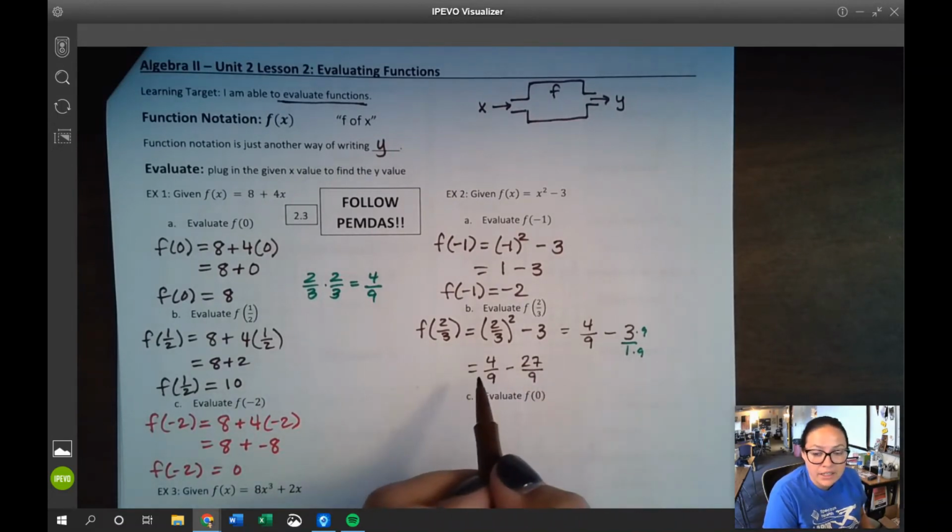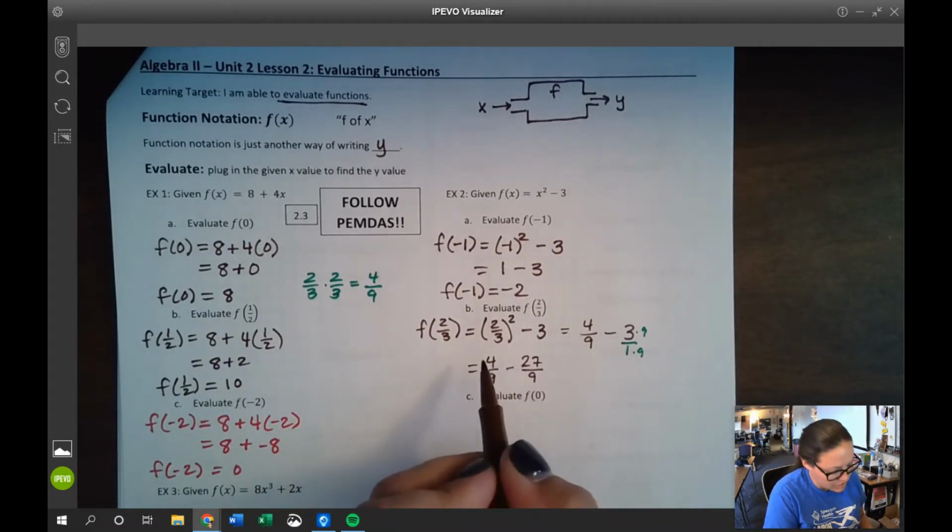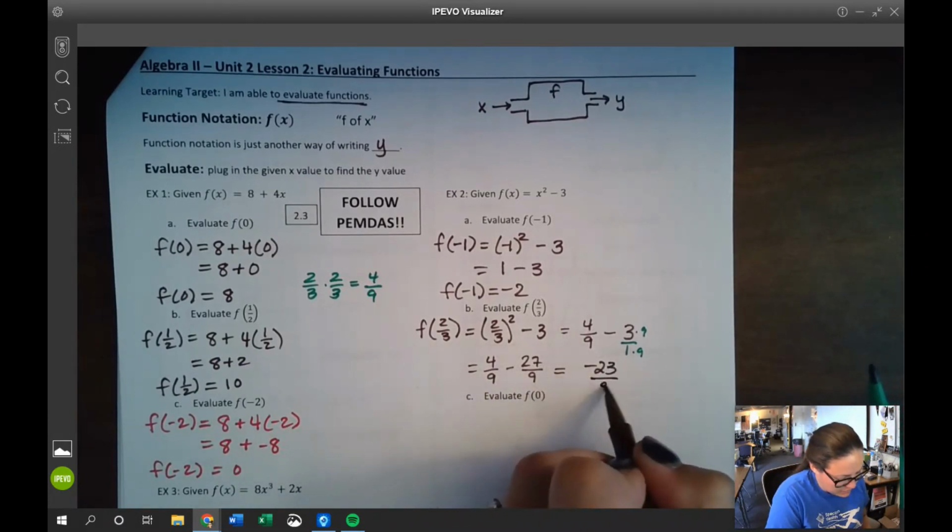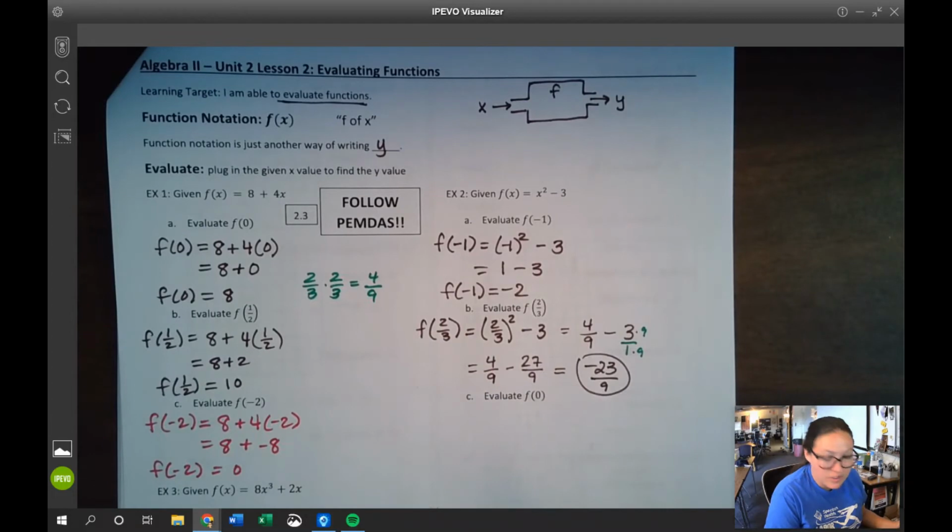And now I can go ahead and subtract my numerators. So 4 minus 27 gives me -23/9. So again, that one's a more challenging one for sure, but it's good to have a little fraction review.